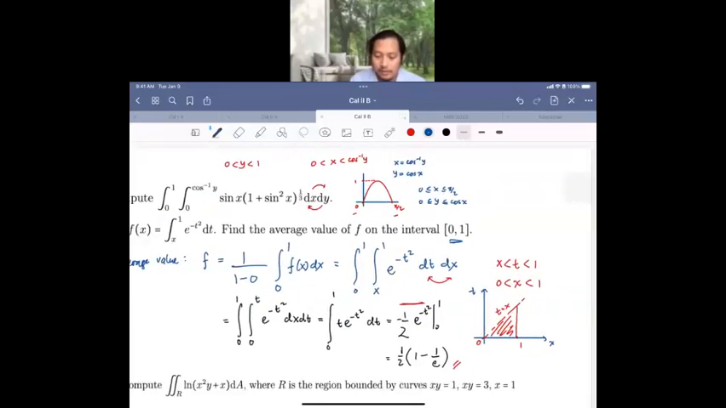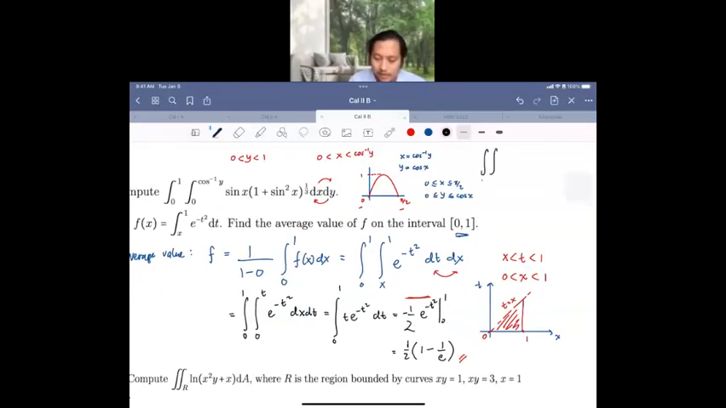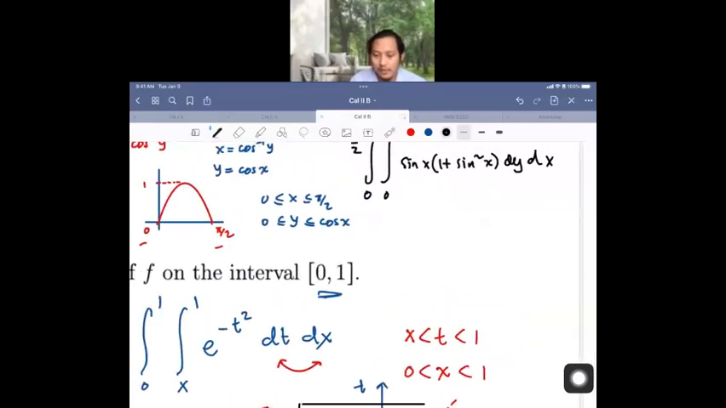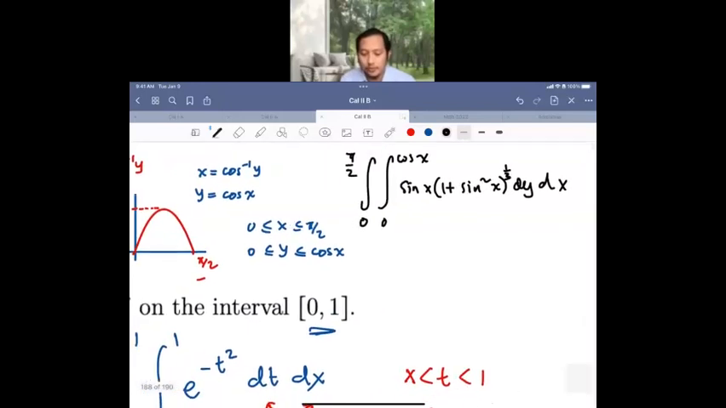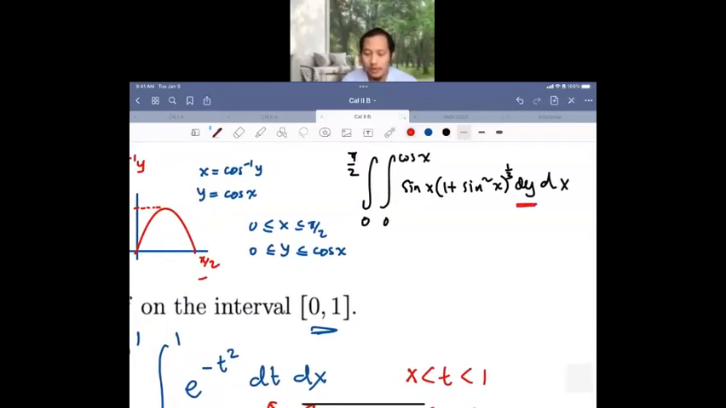Okay, so we could write 0 to pi over 2, 0 to cosine x, and then sine x, 1 plus sine squared x, dy dx. Okay. And I believe this will be 1 over 3. So integrate with dy, we could have y, so we have sine x cos x. So this will be sine x cos x, and then 1 plus sine squared x, 1 over 3 dx.